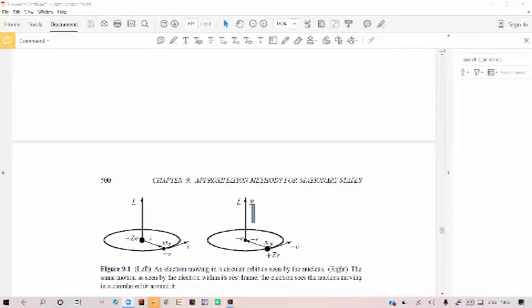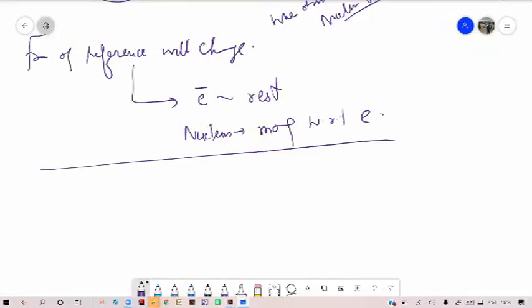The orbital electron was having an orbital motion, so it was having an orbital angular momentum. In the same sense, when the nucleus is moving with respect to the electron, it will have its magnetic field, and this will be the internal magnetic field. So what is actually the spin orbit interaction?